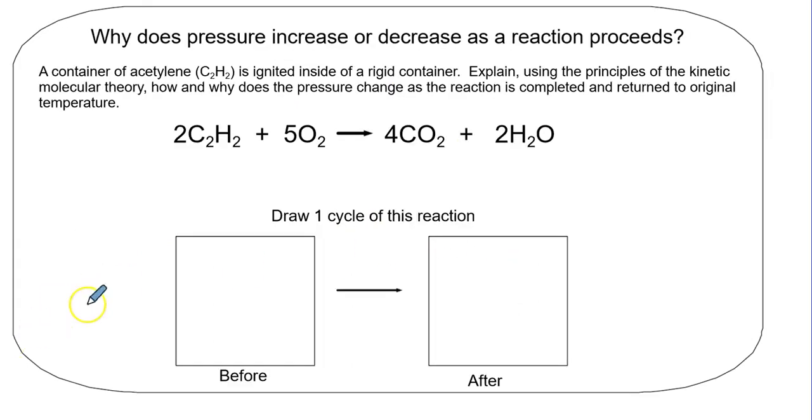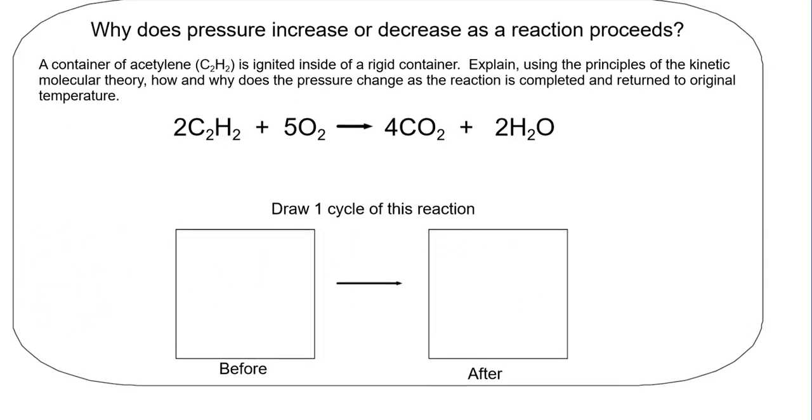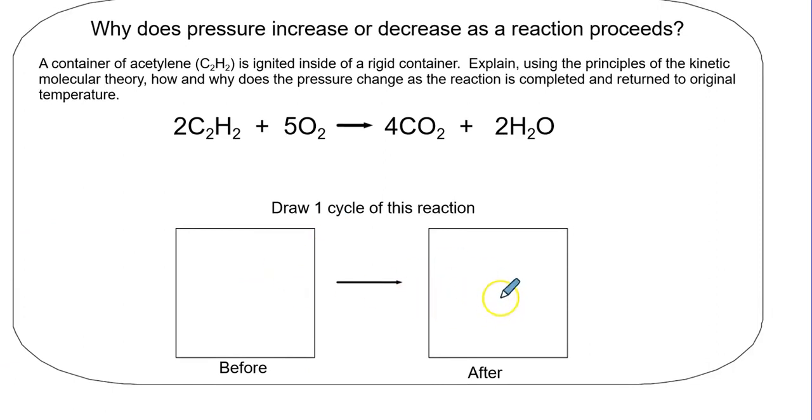All right. Last little tidbit here. Why does pressure increase in a container? If you drove an internal combustion engine to school today, it's because inside those little pistons, they blow things up, and the piston gets shoved up due to high pressure. So in this case, what do we got here? A container of acetylene is ignited. Explain using principles of kinetic molecular theory how and why the pressure changes if the reaction is changed to its original temperature.